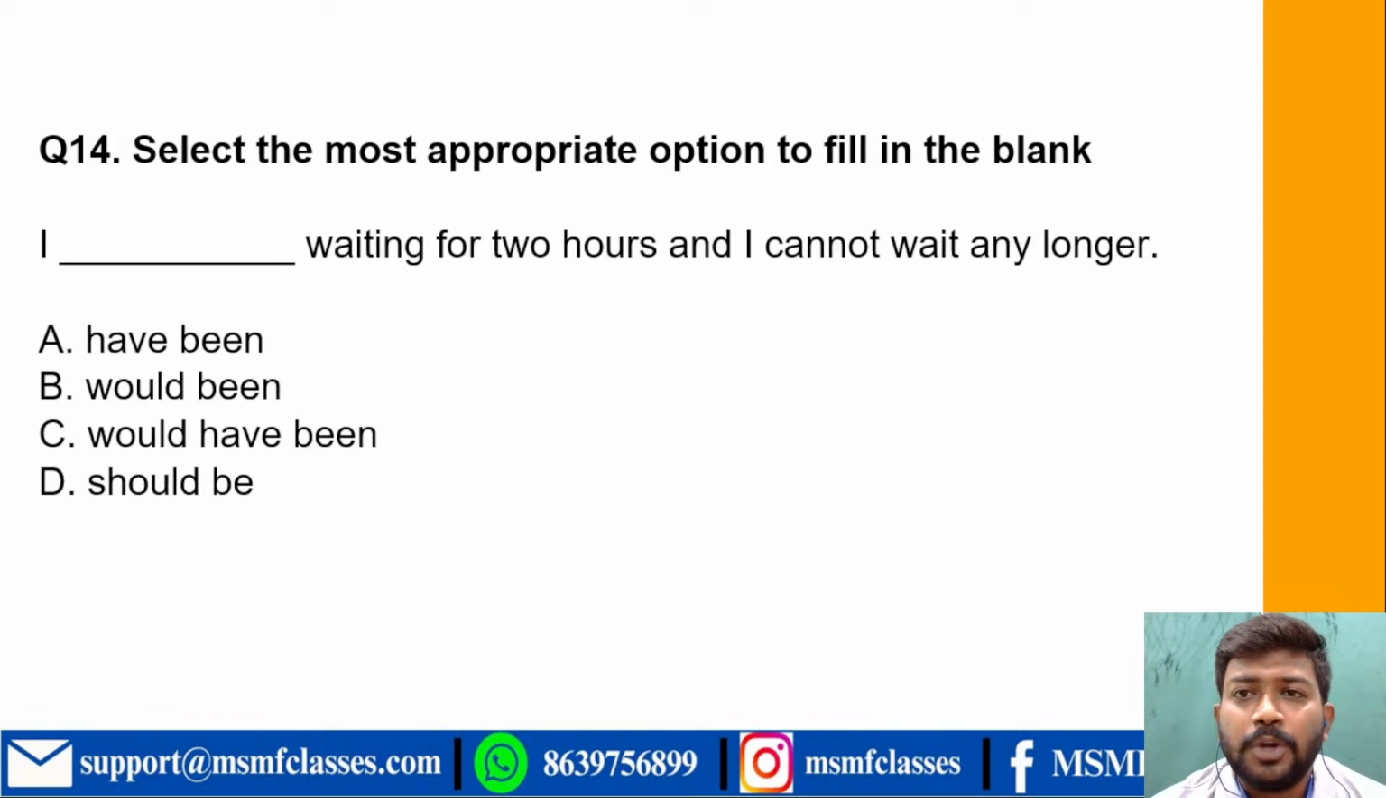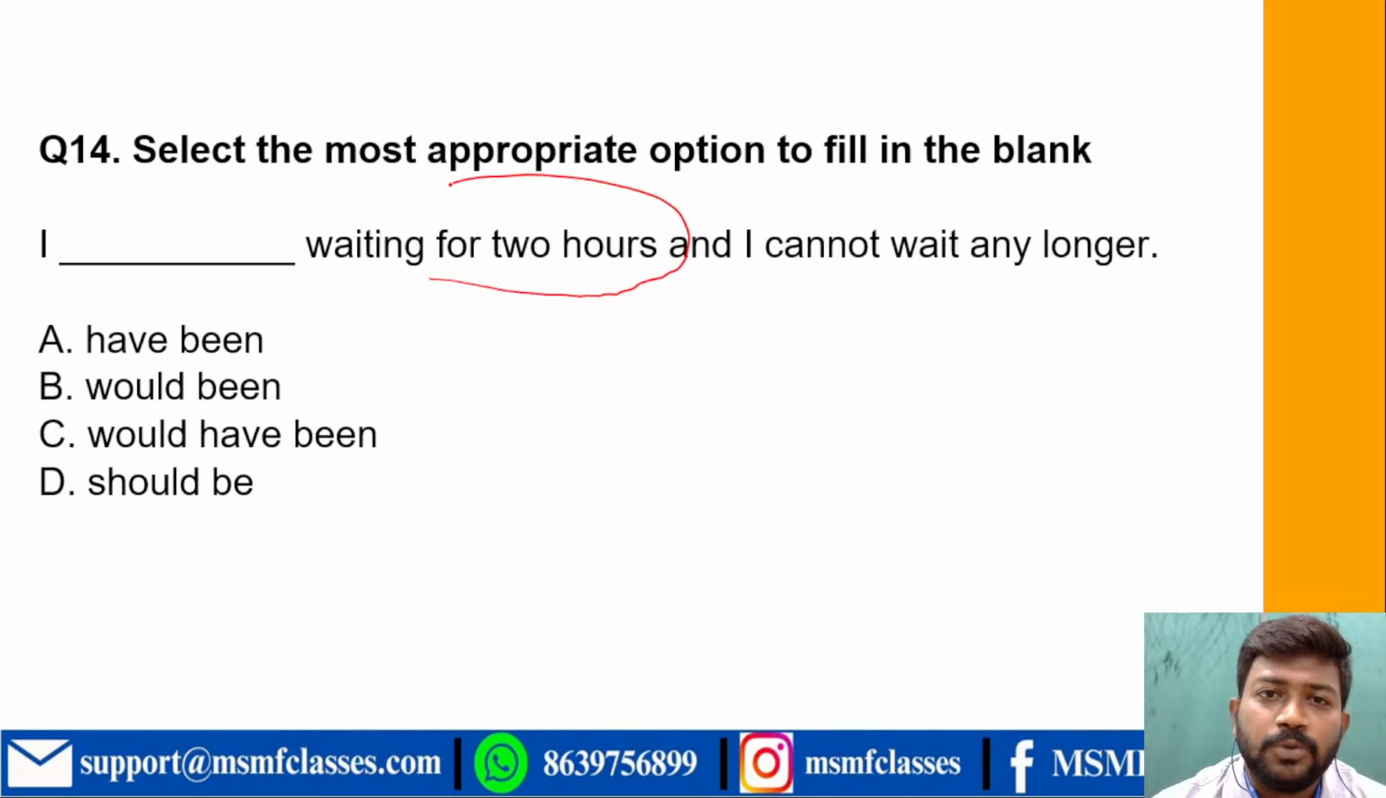Select the most appropriate option to fill in the blank. "I dash waiting for 2 hours and I cannot wait any longer." So here, they have already told the period of time. So when do we use a period of time, for 2 hours? In which tense mainly do we use a period of time? Which tense do we use? Soumya has also opted until. Okay, happy for that. Now try to give the answer for this.